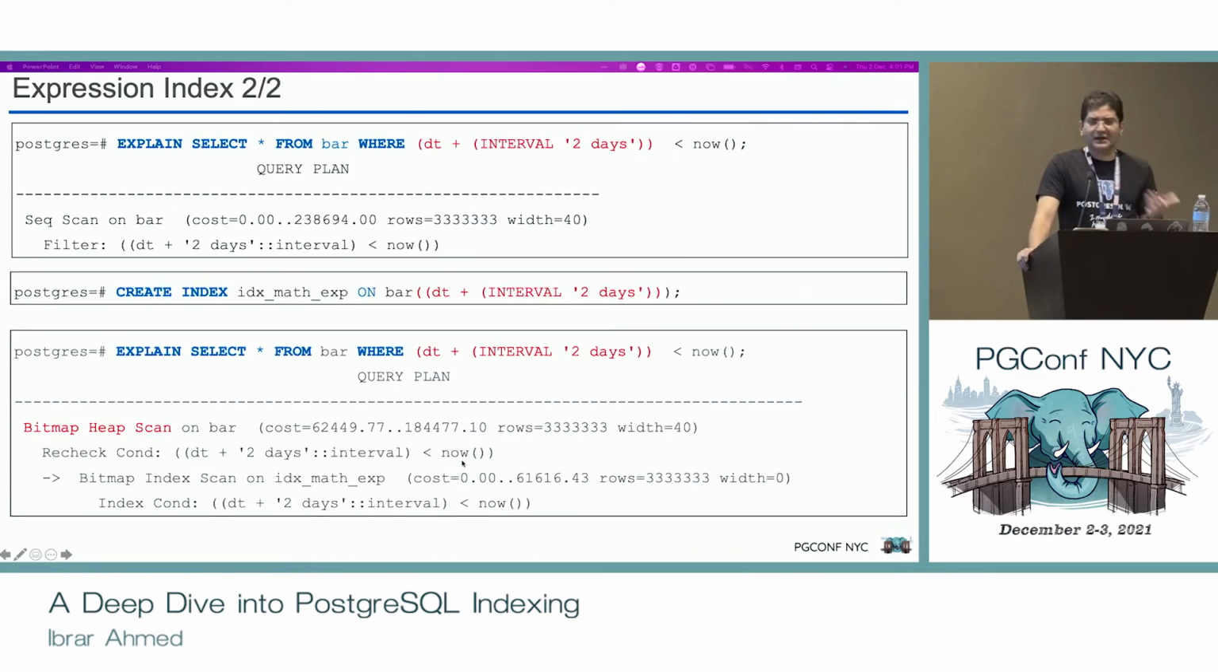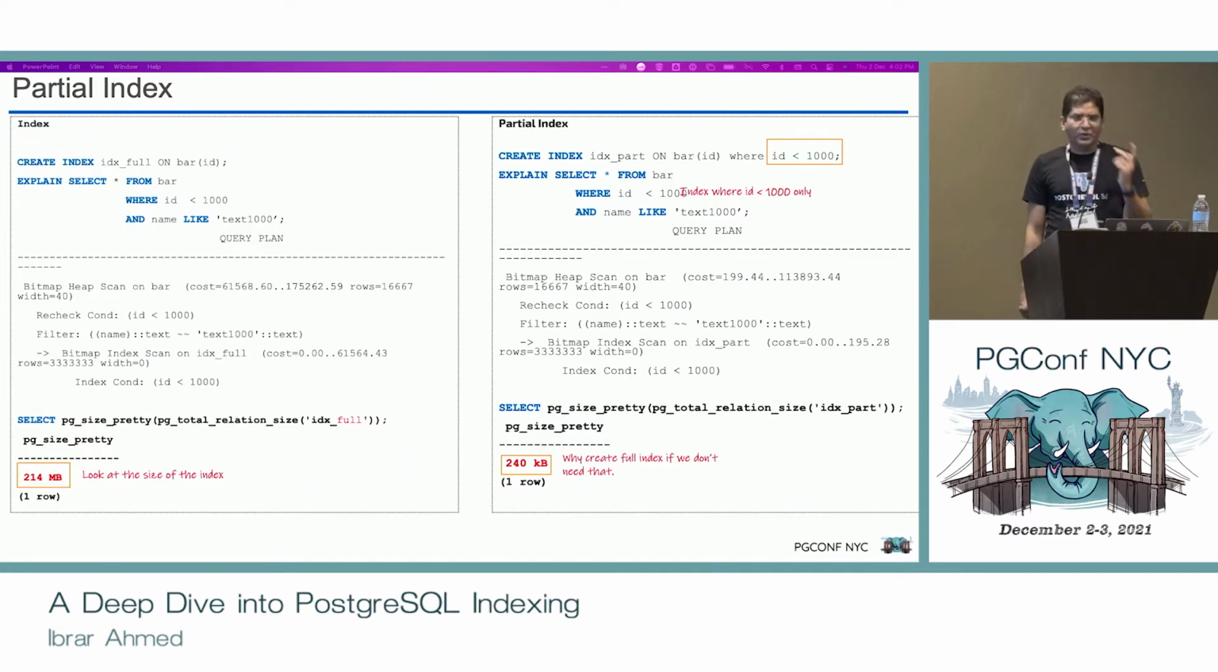Here is a slightly more complex example of an expression index. Previously, we just used a lower function. Here, we use an interval of days and dt plus, so we have a bit more complex expression. We use that expression while creating an index, because mostly our queries use that expression. So when we are using that expression in our queries, we create that index to speed up the process.